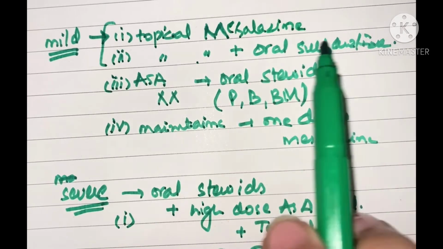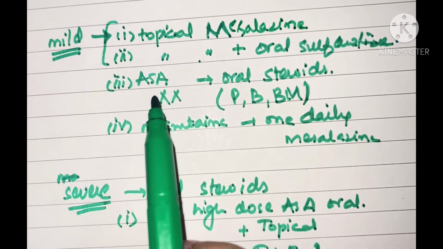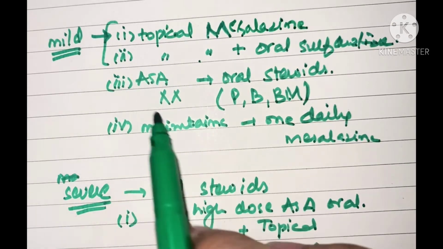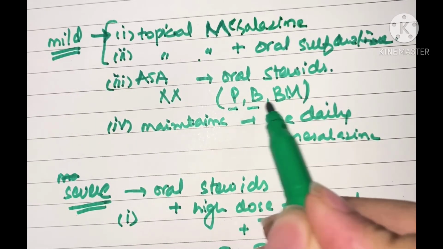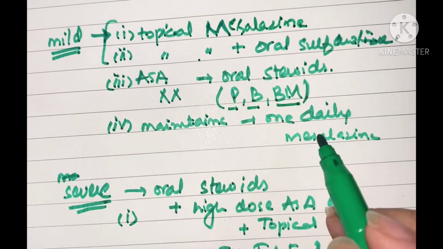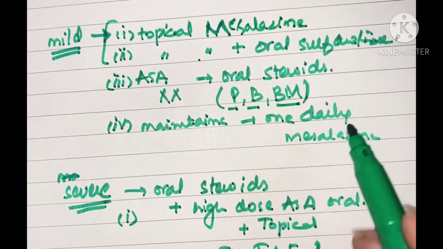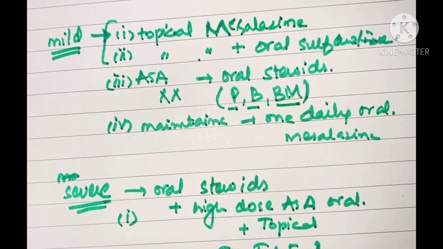If the patient responds to it, well and good. But if the patient is not responding, because he is resistant to aminosalicylates, then we'll go to oral steroids, the second step of our therapy. We have options: prednisolone, budesonide, or betamethasone. Now if the patient has responded, we'll give maintenance therapy to maintain the treatment. For that we go back to mesalazine, but now once-daily oral mesalazine will be given as maintenance therapy.